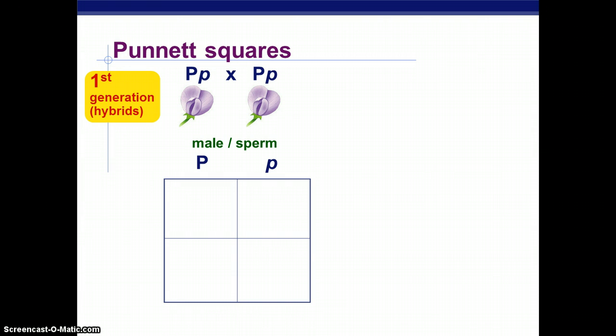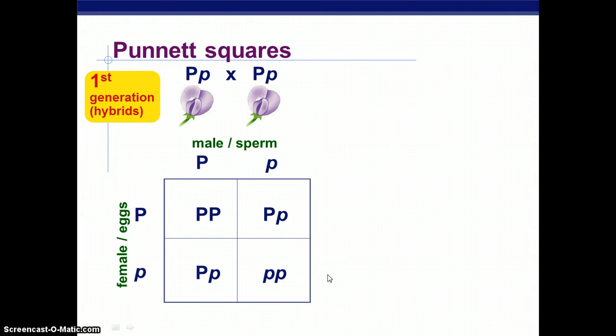You put the male on the top, the female on the bottom, and if you cross two heterozygous F1 plants, you get this. So here we've taken the male big P with the female big P and you get a homozygous dominant. Here and here you have one big P and one little p, and these are both heterozygous. And then here you have two little p's, one from the male, one from the female.